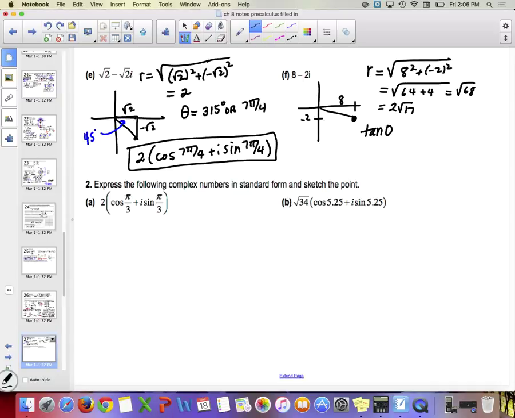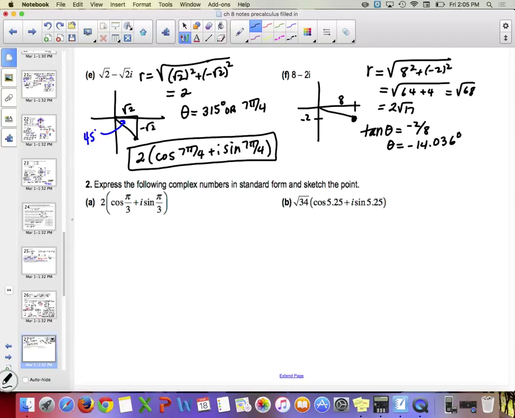So we do tangent of theta equals the opposite, or the y value, divided by the x value. So I do inverse tangent of negative 2 over 8, or negative 1/4, and I get theta equals negative 14.036 degrees.